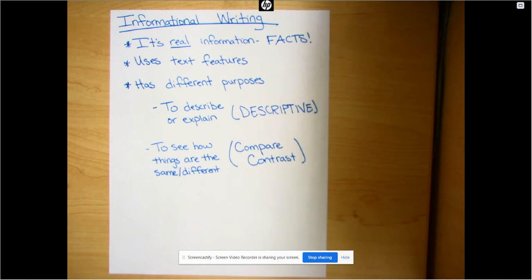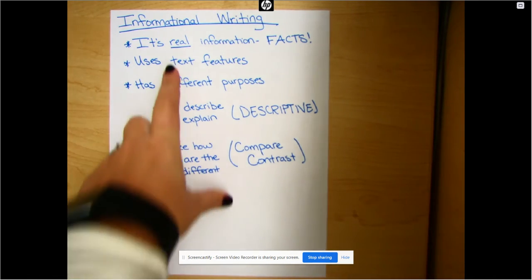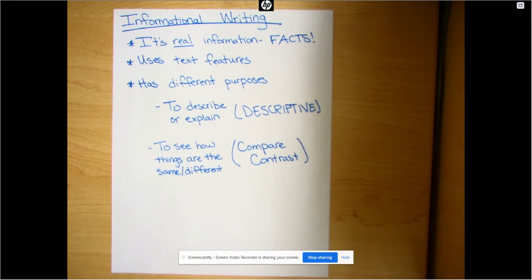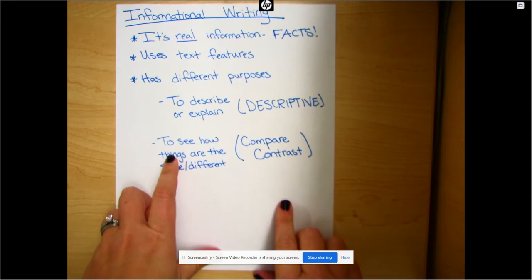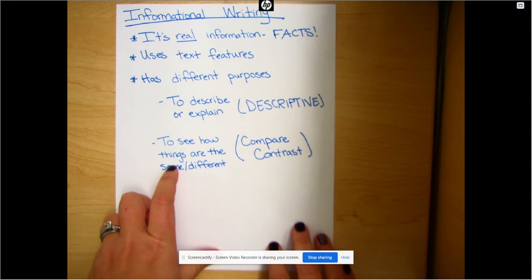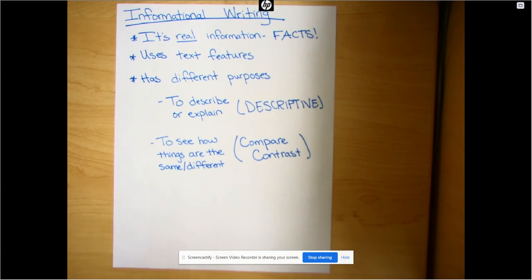So just a reminder that informational writing, it's real information. It has facts. It uses text features. We've been talking a lot about text features. And it also has different purposes. The one that you did last week was descriptive, to describe or explain. And the one we're doing today is to see how things are the same or different, also known as compare and contrast. So we're really looking at, can we pick out similarities and can we pick out differences between two topics that we're going to be writing about?